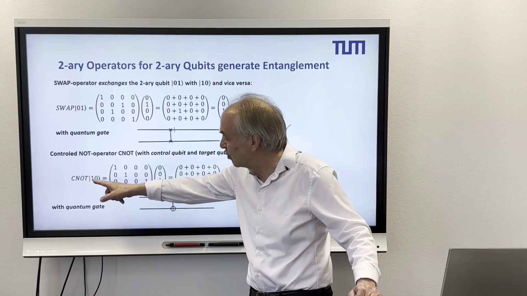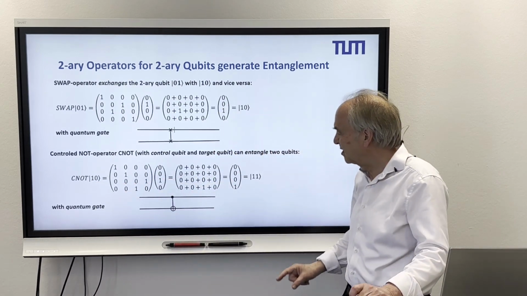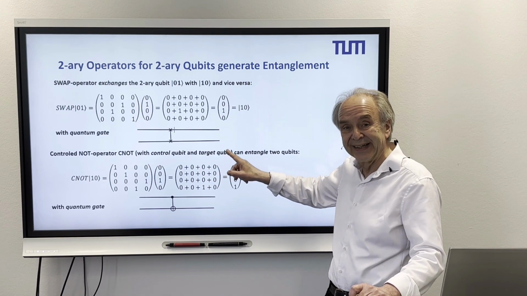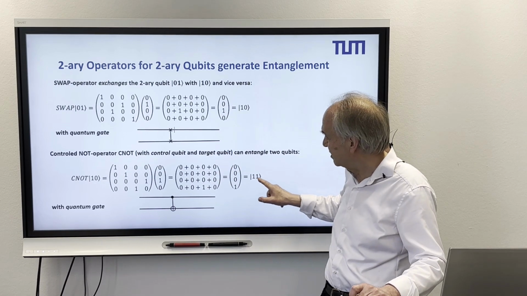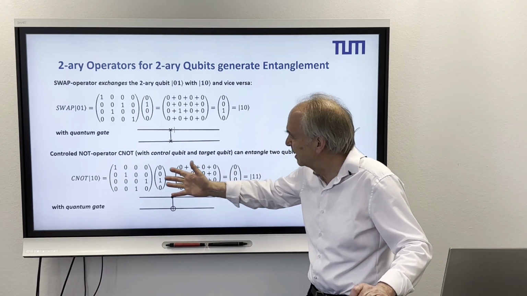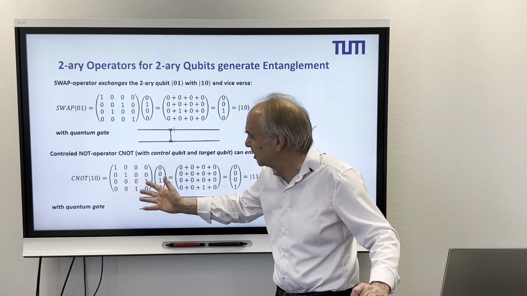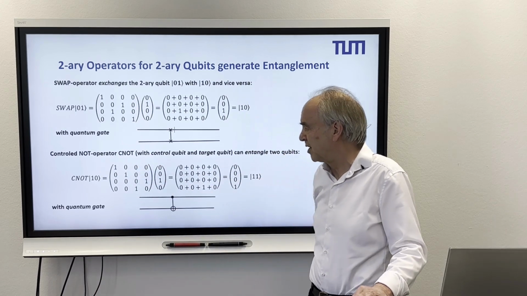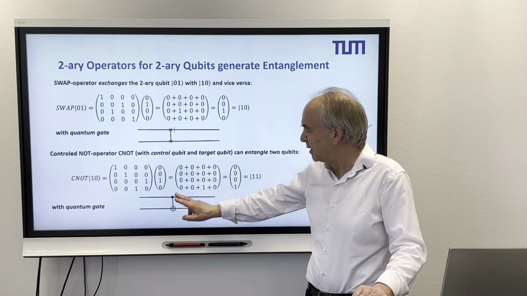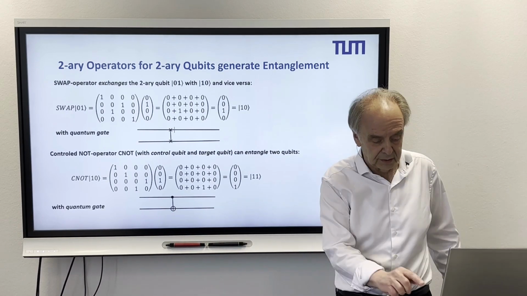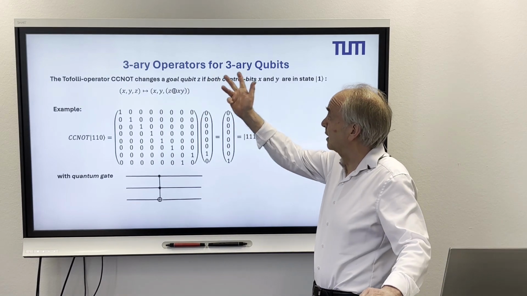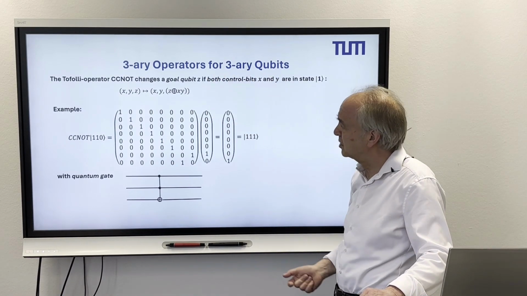But if it is 1 here, in that case the target quantum bit is negated, and that is here, 1. Again, simple calculation. This is a matrix representation of this quantum operator, and this is the symbol of the quantum gate. And the last one I want to highlight, a 3-array operator for 3-array qubits.